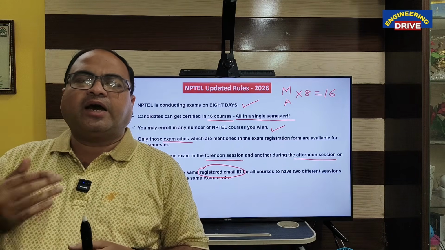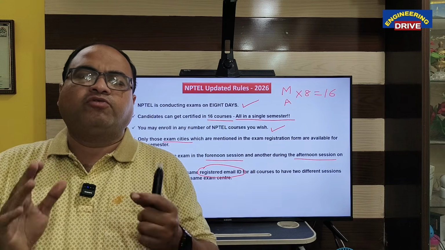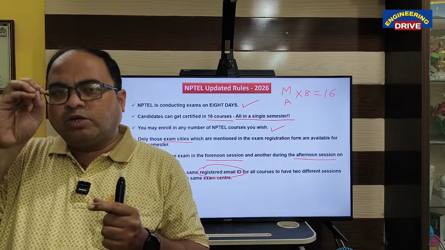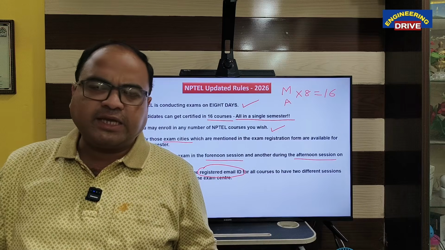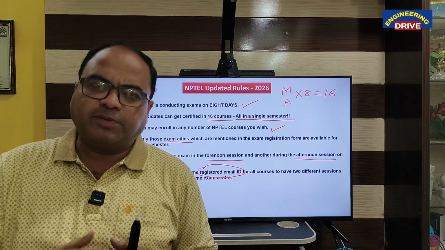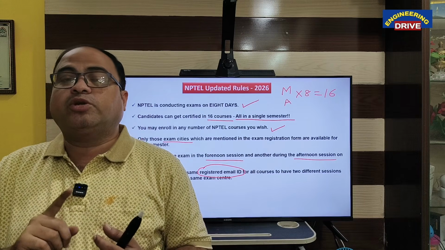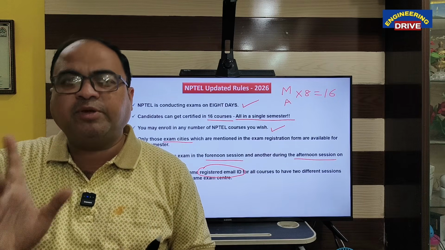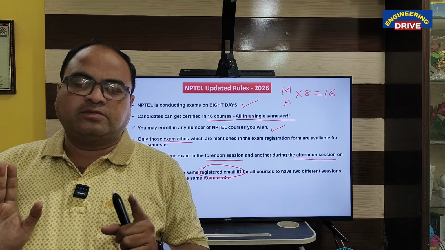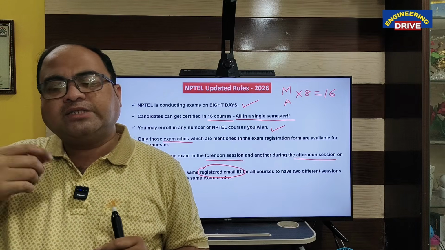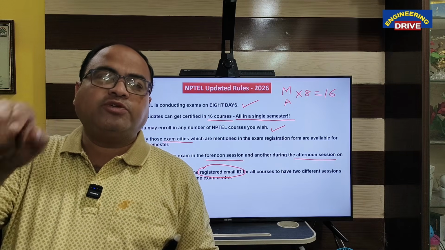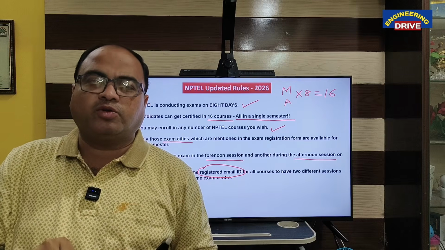Let us say I want to register for 4 courses in NPTEL. So what I can do when I am going to register for the 4 courses, yes, I can register. There is no limit to register for NPTEL courses. But the point I should remember is I should use the same email ID to register for all these 4 courses. Okay, sir, why? What is the link? Can I use different email IDs?